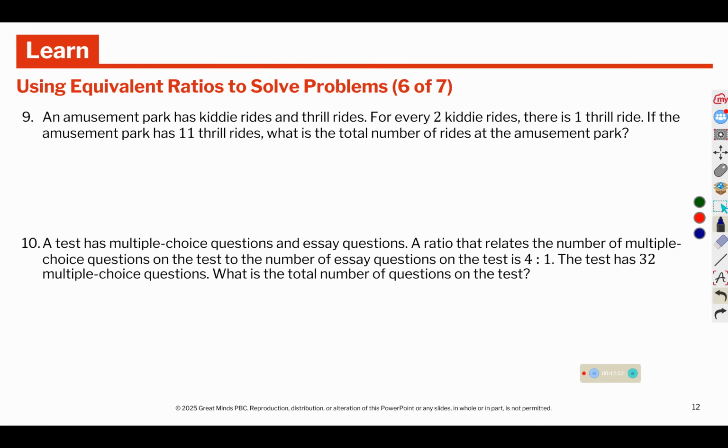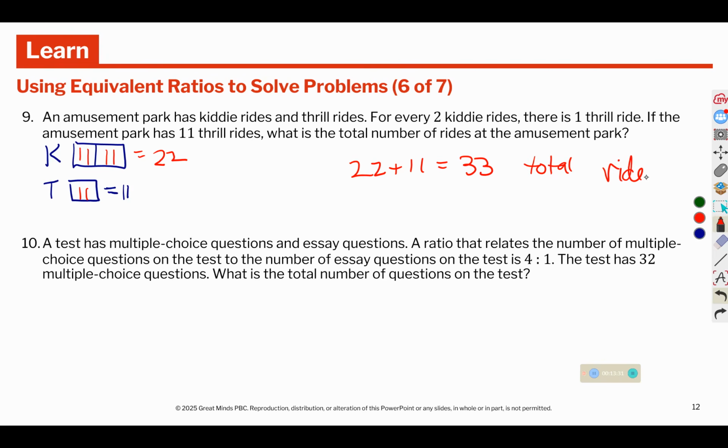An amusement park has kiddie rides and thrill rides. For every 2 kiddie rides, there is 1 thrill ride. If the amusement park has 11 thrill rides, the thrill rides is equal to 11. What is the total number of rides at the amusement park? 11 is going to fill 1 box. 11 plus 11, or 11 times 2, is 22. What is the total number of rides? Well, 22 plus 11 is 33 total rides at the park.